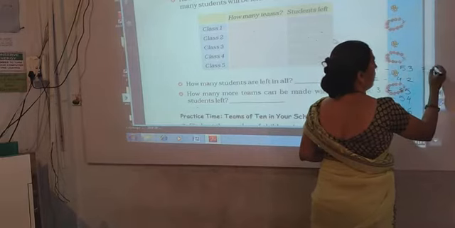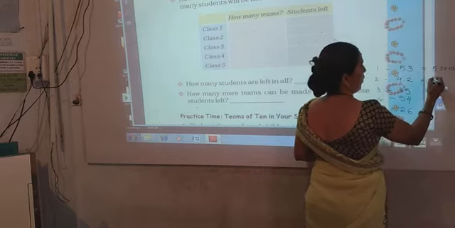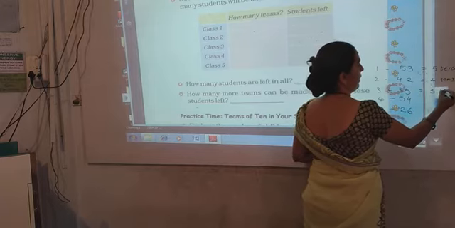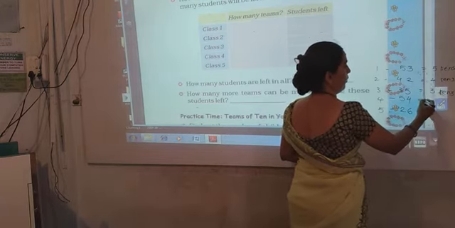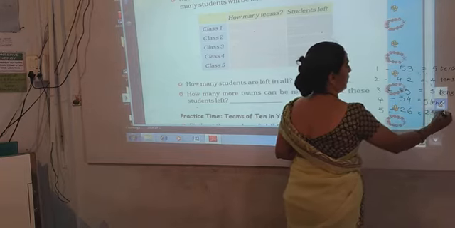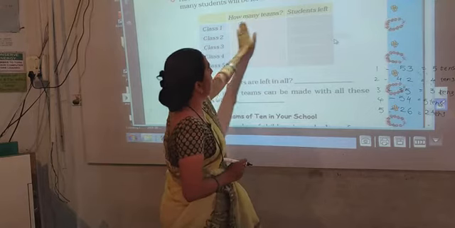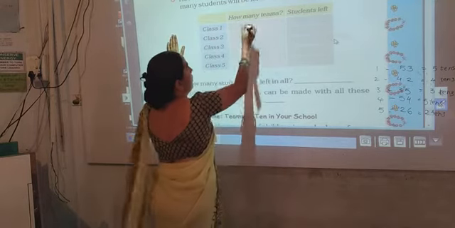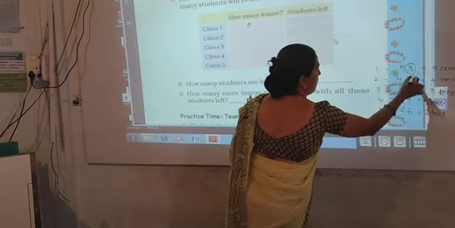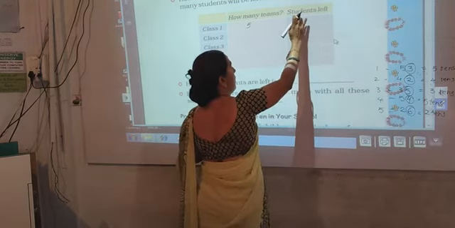So 53 is equal to how many tens are there? 5 tens. In 42 how many tens are there? 4 tens. In 35 how many tens are there? 3 tens. In 54 how many tens are there? 5 tens. And in 26 how many tens are there? 2 tens. So in class 1 how many teams can be made? 5 teams. And how many students will be left? So these are the number of left students. 3 students will be left.